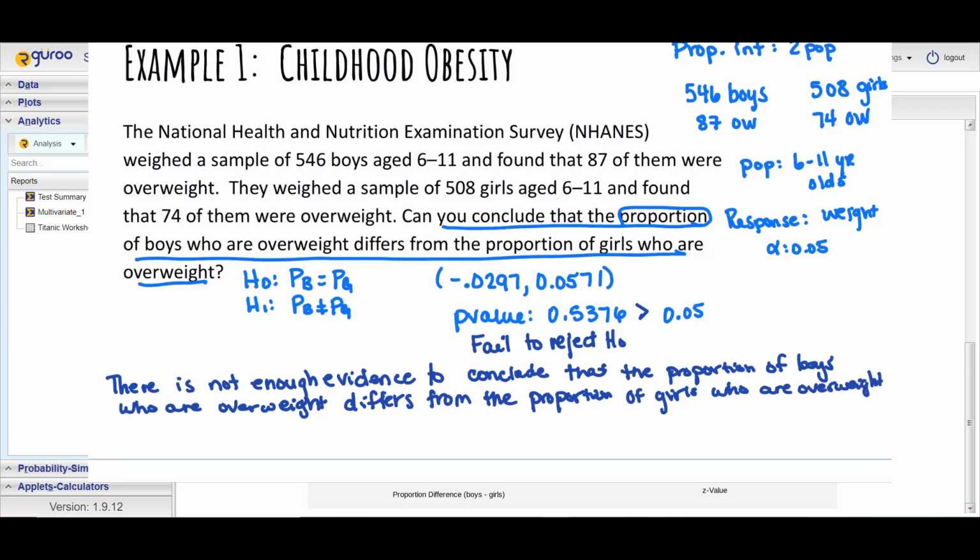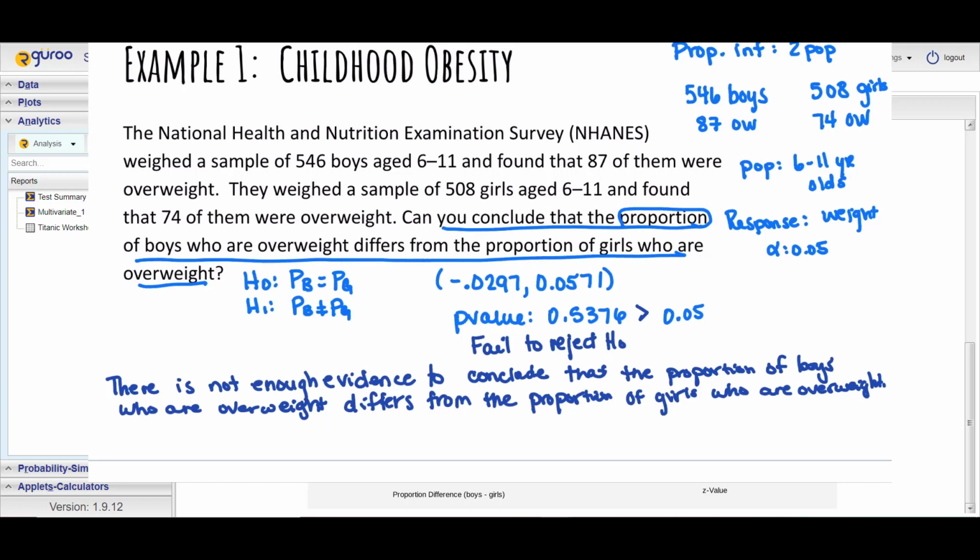So what we're saying is we can't prove that there's a difference. And if we look here, negative, positive, that implies no difference. So if that implies no difference, then the confidence interval supports what our conclusion said.